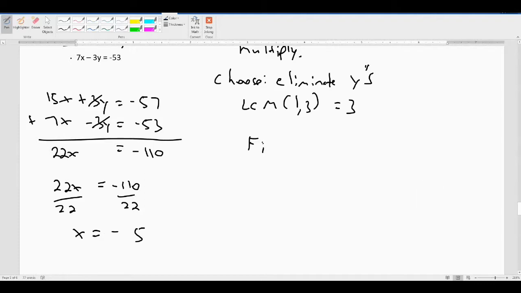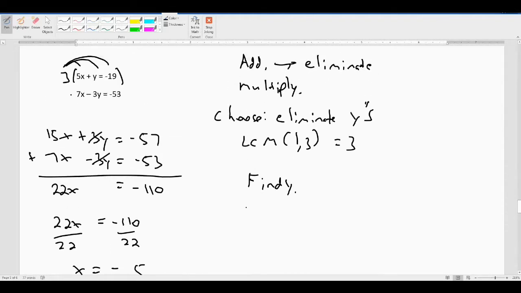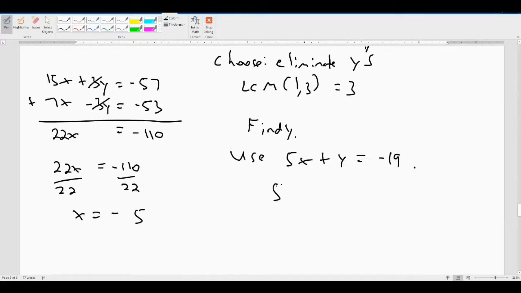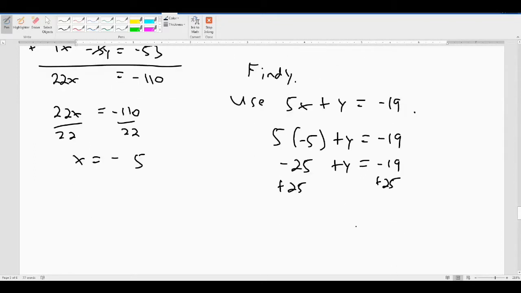Now we need to find y. And it does not matter which equation you use. I'm going to use the first one, 5x plus y equals negative 19, just because it has fewer minus signs and fewer numbers. So I'm going to take the equation. Everywhere I have an x, I put a negative 5. And then I solve for y. 5 times negative 5 is negative 25. Add 25 to both sides. And we get y equals 6. So our solution is the point negative 5 comma 6.